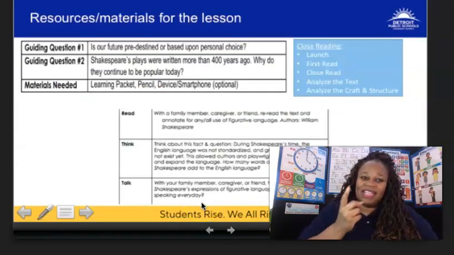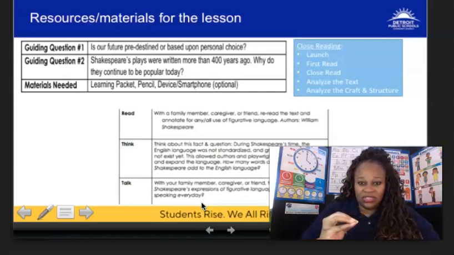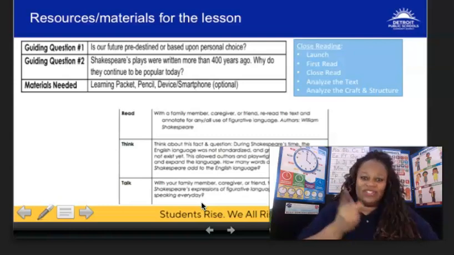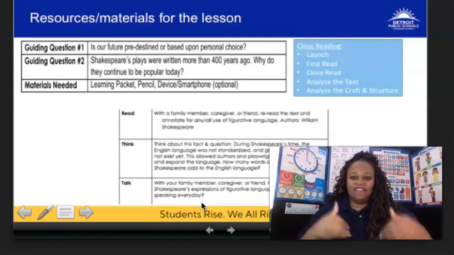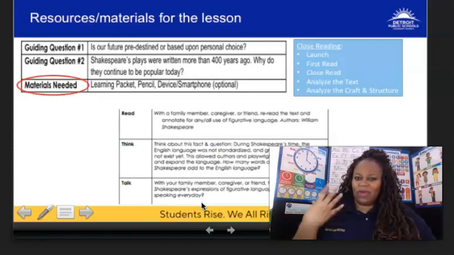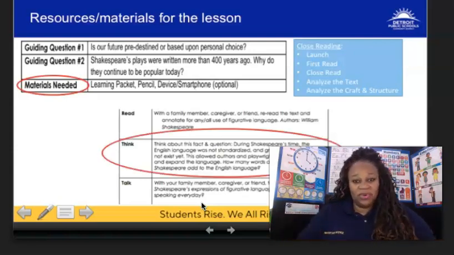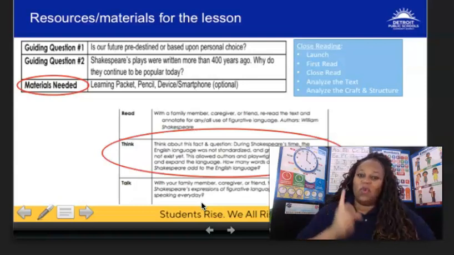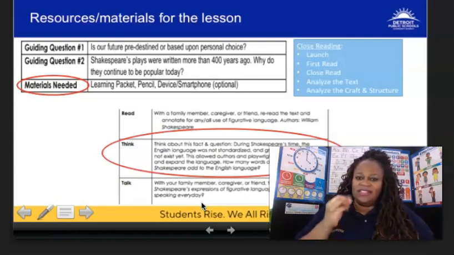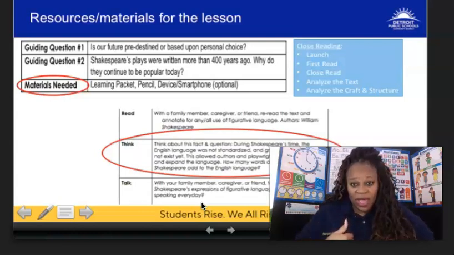So as we focus on his cultural impact, you should be thinking about the fact that language was not even standardized or formal during Shakespeare's time. In fact, there weren't any grammar books, and that allowed authors, playwrights, poets to be creative. Shakespeare was creative, and he added so much to the English language. How much, do you ask?